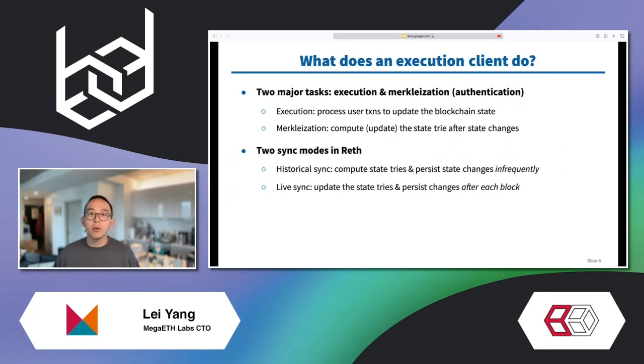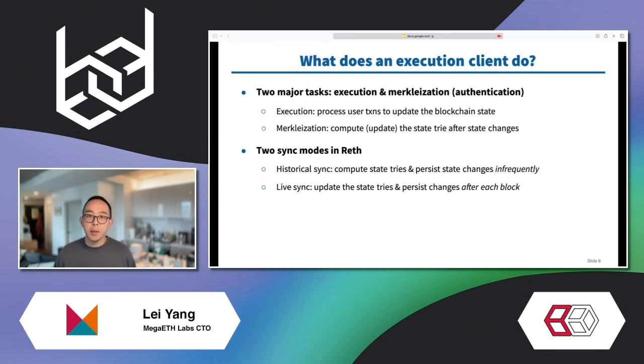The program that powers the execution layer is called the execution client, and it has two main tasks. One, execution, and second, merkleization. Execution means processing the transactions and updating the blockchain state, as I just mentioned. And merkleization means updating the state Merkle trie after the state changes. And the state Merkle trie allows users to easily verify the state without executing the transactions by themselves. So it's also pretty important.